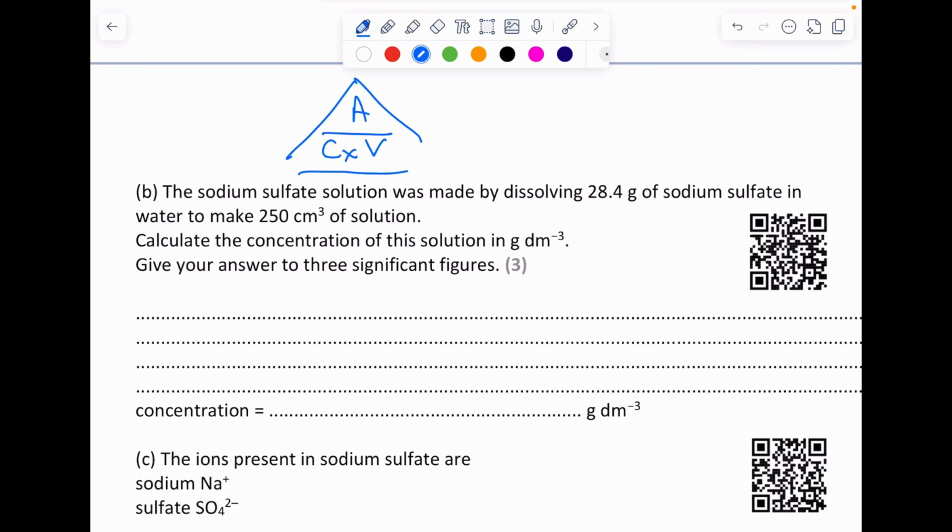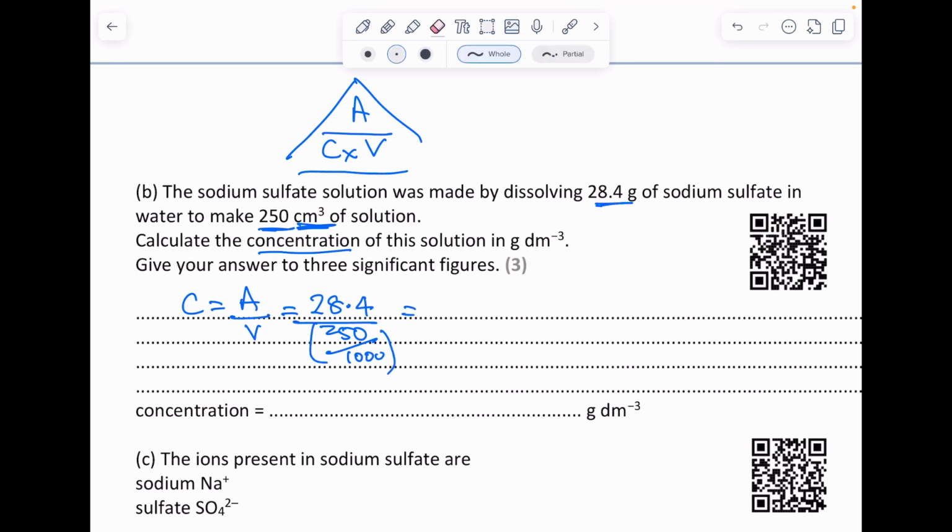Okay, this question is a concentration calculation. You want us to take this amount into this volume and work out the concentration. So we're going to use one of my favorite triangles, which is amount, concentration, volume. The way to remember it is a chicken and vindaloo. And we're going to find concentration. So concentration is amount divided by volume. So the amount is 28.4 divided by 250, but be careful because that's centimeters cubed. So that means we have to divide that by 1,000 to get decimeters cubed.